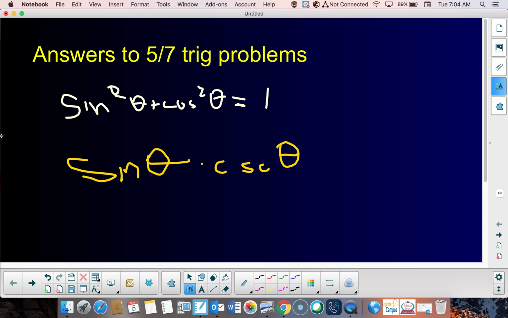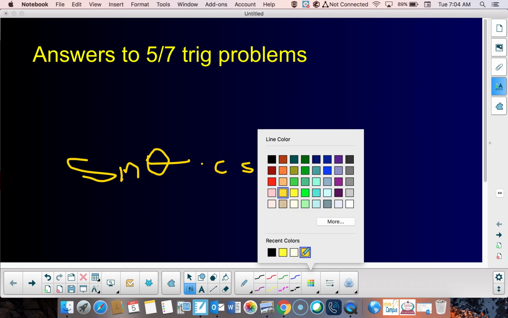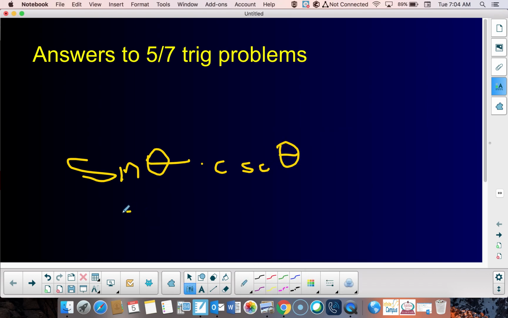The second question, so the top one is done, so you're not confused. So we write them in terms of sines and cosines. So sine is sine, but cosecant is the same as 1 over sine.